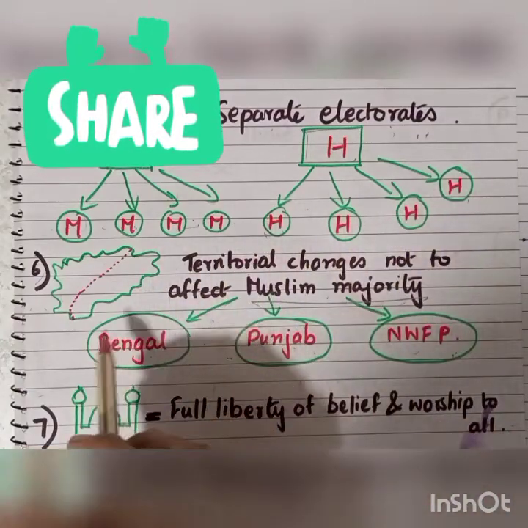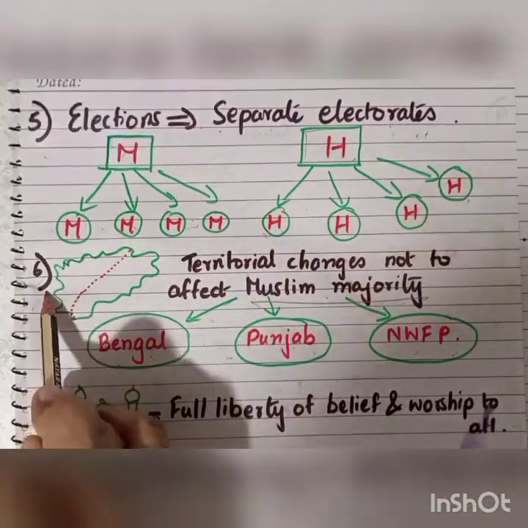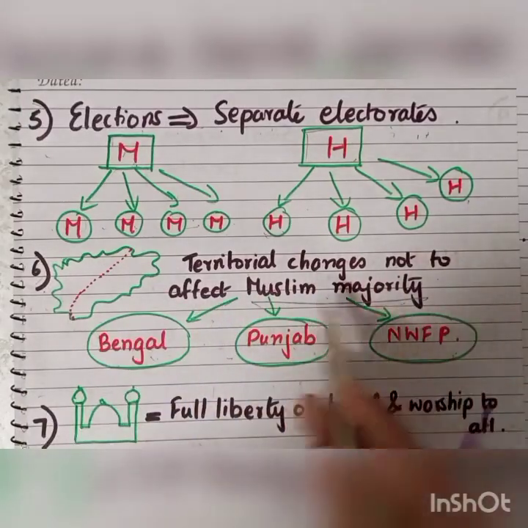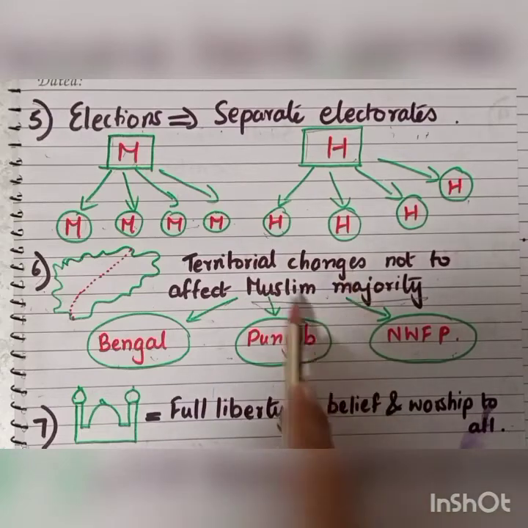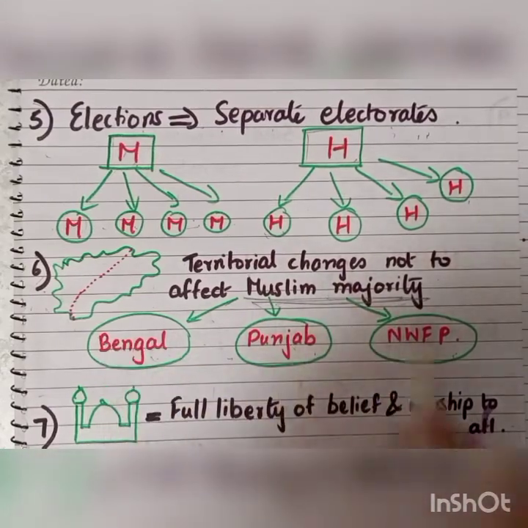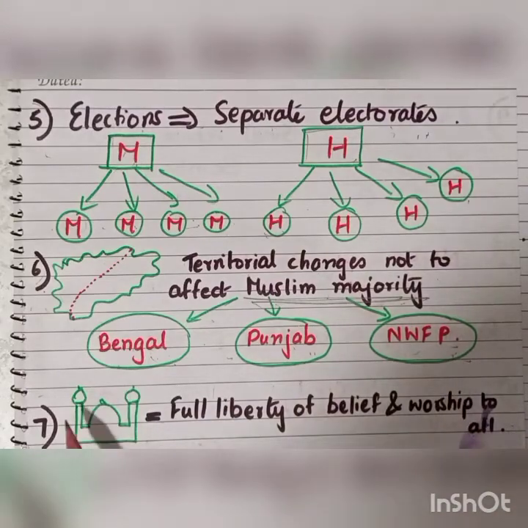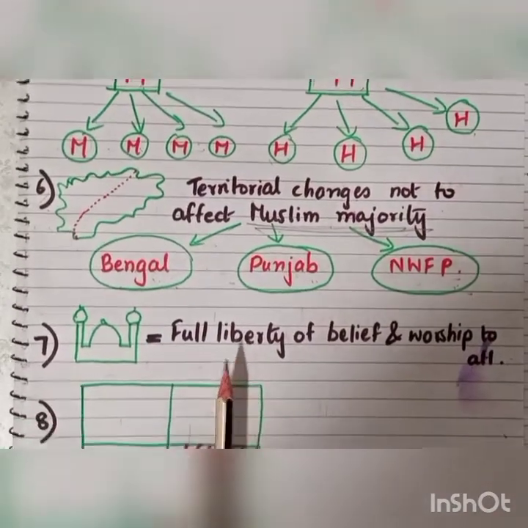And the sixth point says that whatever territorial changes the government of India is trying to bring about, that territorial change should not affect the Muslim majority in any of these areas. That is Bengal, Punjab, and NWFP, right? So I don't think it's very difficult to understand.